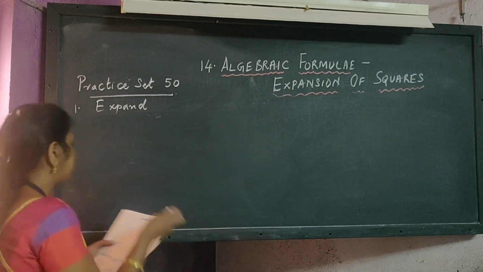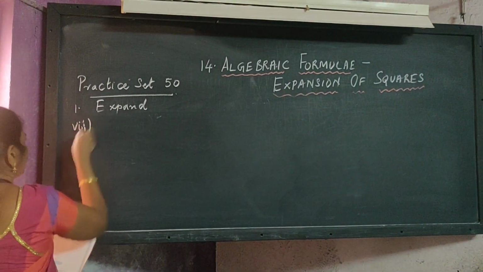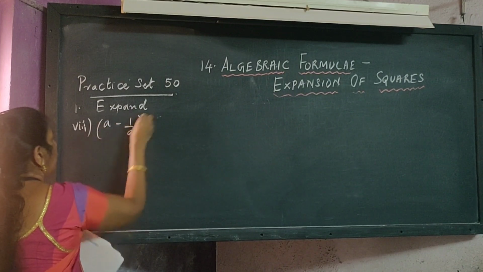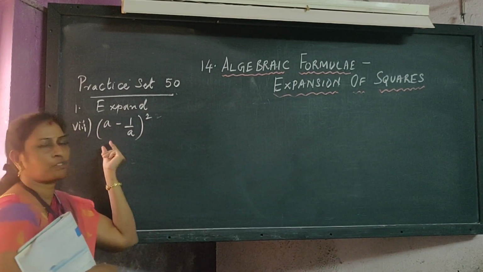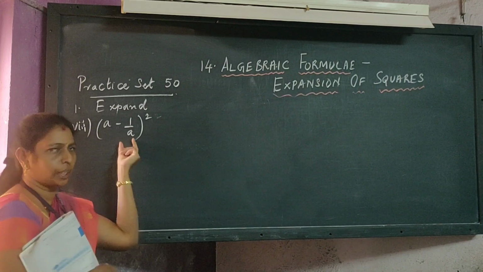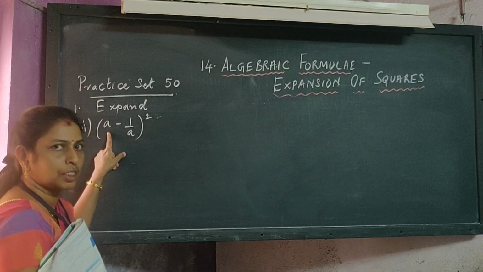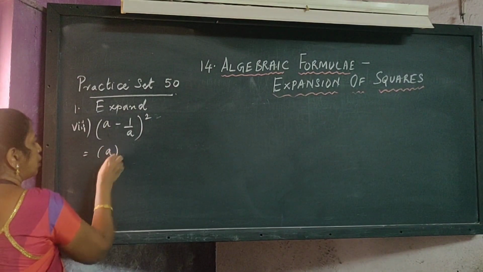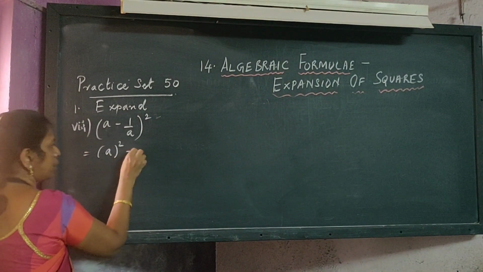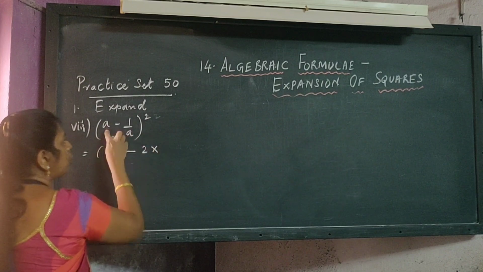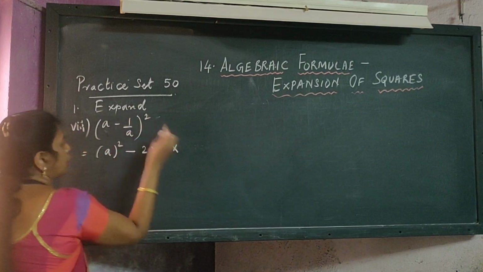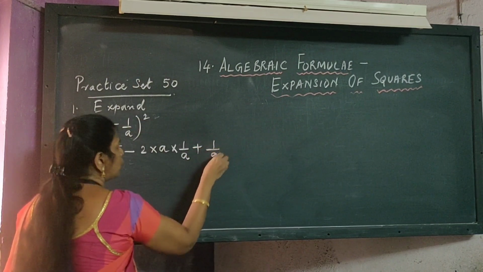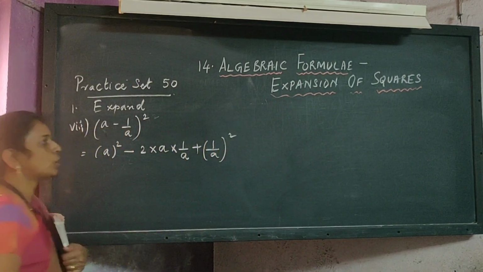Sum number 8. A minus 1 upon a the whole square. So now it is in the form of a minus b the whole square. Your a you will consider as first term, 1 upon a as your last term. So what you will get? First term square, that is a square, minus 2 into first term, that is a. What is your last term? 1 upon a, plus last term the whole square, that is 1 upon a the whole square.